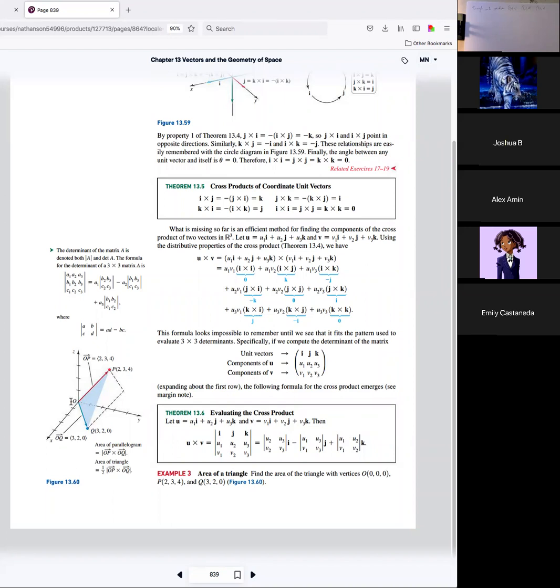One vertex is at the origin, 0, 0, 0. One vertex is the vector from the origin to the point 3, 2, 0 in the xy plane. And the third point up in space is the vector whose coordinates are 2, 3, 4. So this triangle in blue is the one we are interested in, and we want to find the area of that triangle.